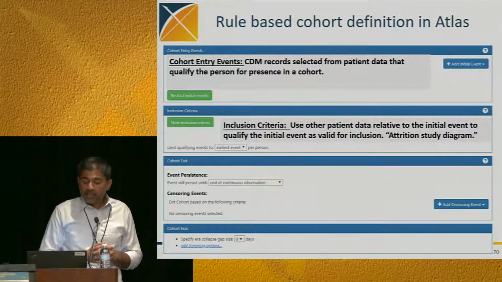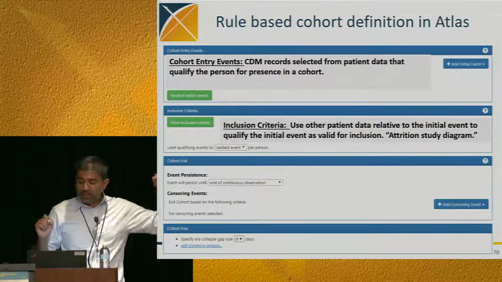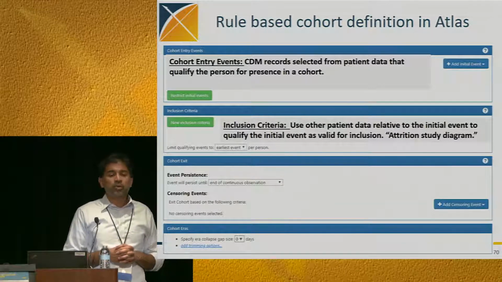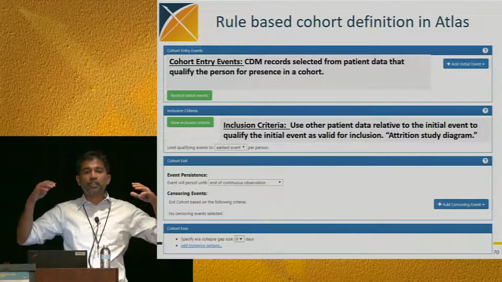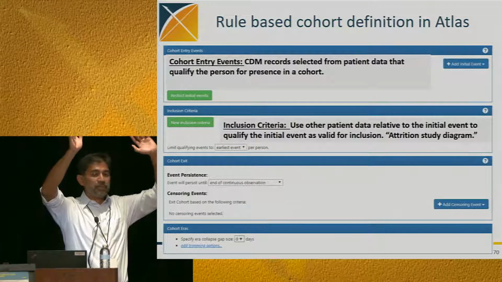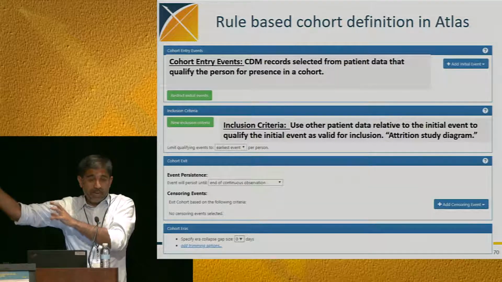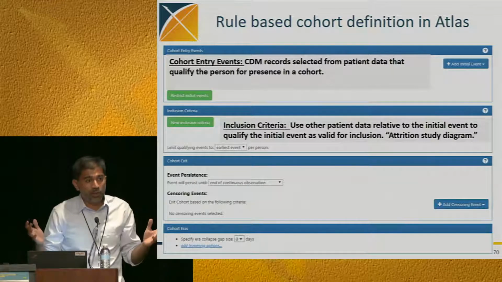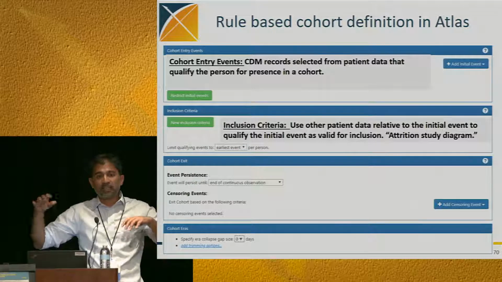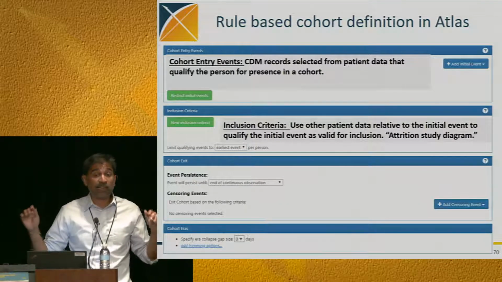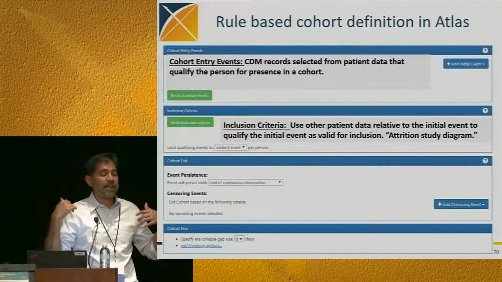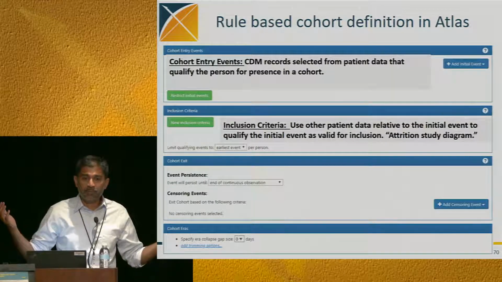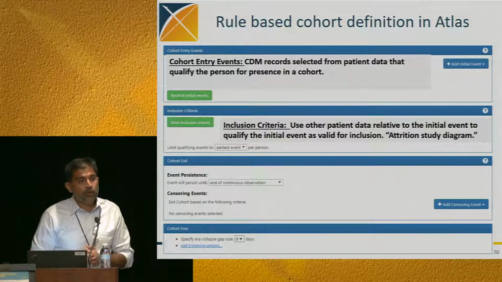The inclusion criteria use other patient data relative to the initial event to qualify the initial events as valid for inclusion. So if you have seen studies that show you attrition diagrams to say, we started with 15,000 people and then we excluded 20,000 people because they did not meet our age criteria. We excluded 10,000 people because they already had a drug that we did not want to confound the study. We had certain other comorbid conditions that we did not want, like they may have had cancer or they may have had previous myocardial infarction. These are things that we don't want our study population to have. That goes into inclusion criteria.